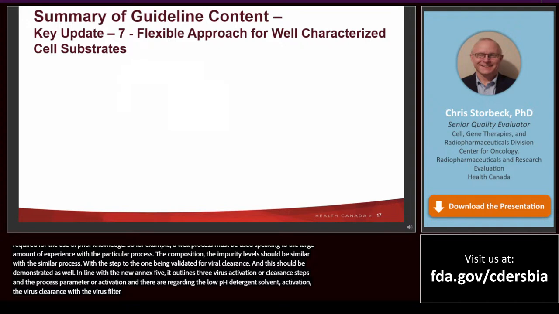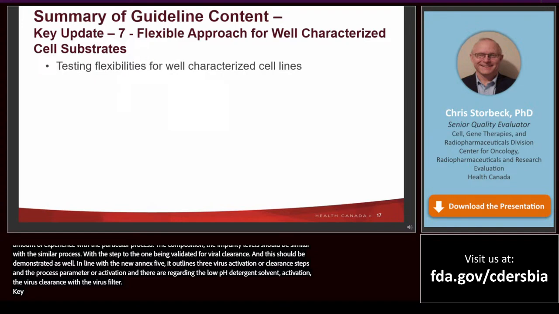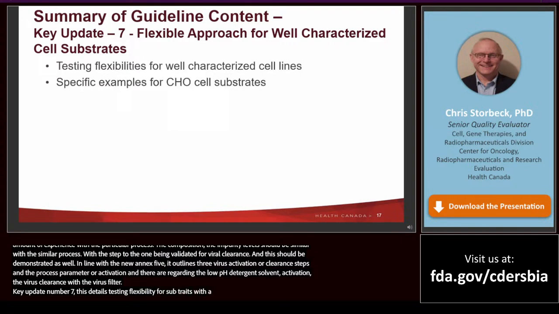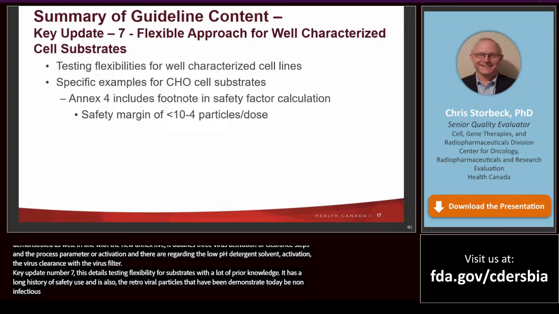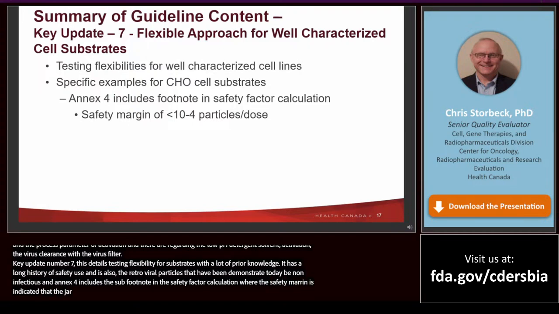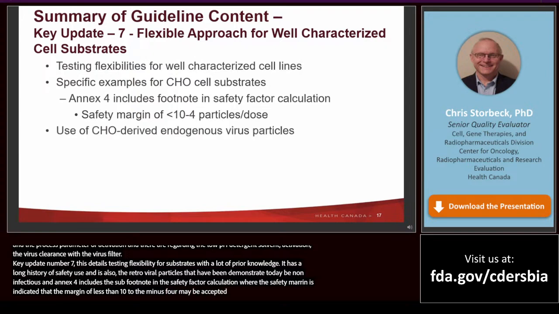Key update number 7, the flexible approach for well-characterized substrates, details testing flexibilities for cell substrates that have a lot of prior knowledge, such as CHO, for example, which has a long history of safe use, and is also the retroviral particles have been demonstrated to be non-infectious. Annex 4 includes a footnote in the safety factor calculation where the safety margin is indicated that a margin of less than 10 to the minus 4 particles per dose may be acceptable for these particular cell lines.